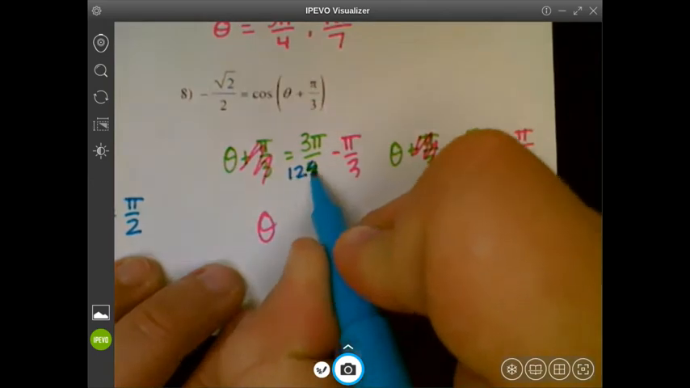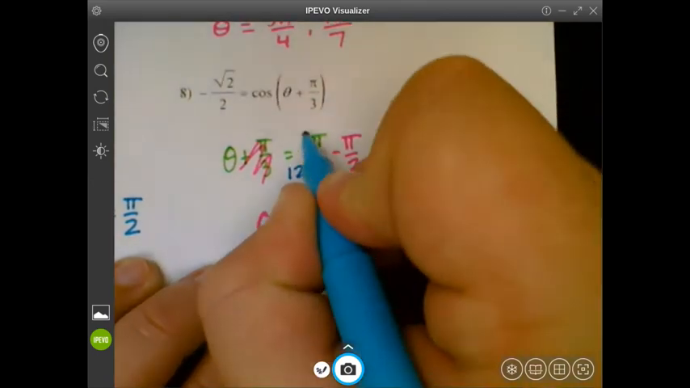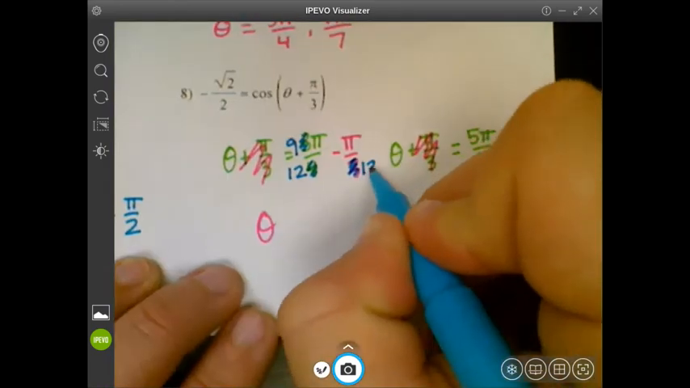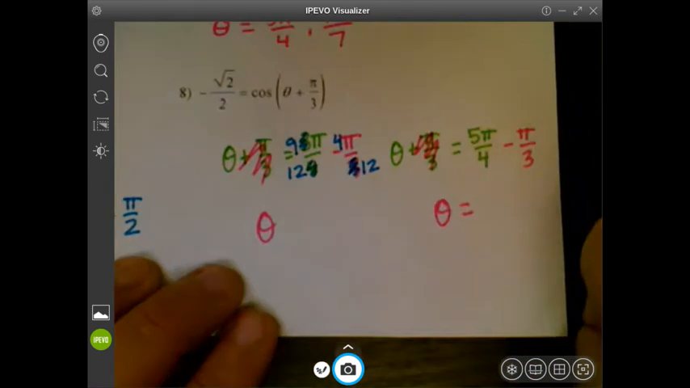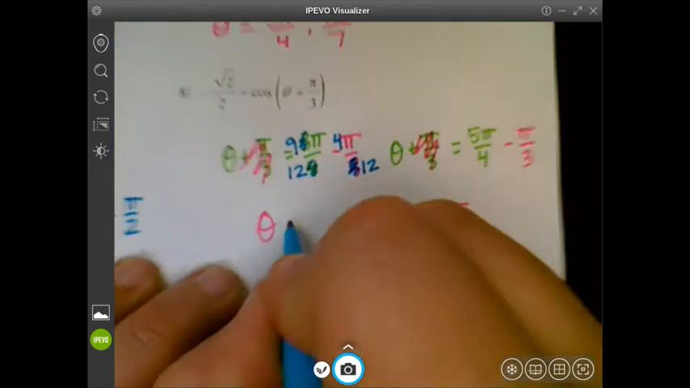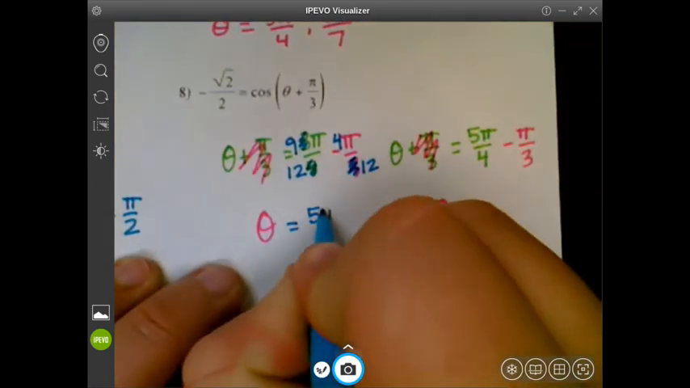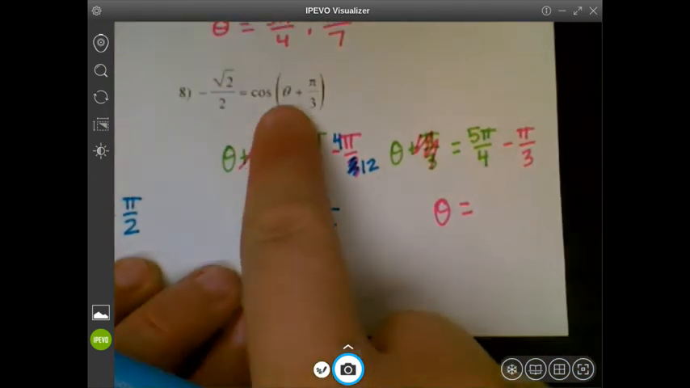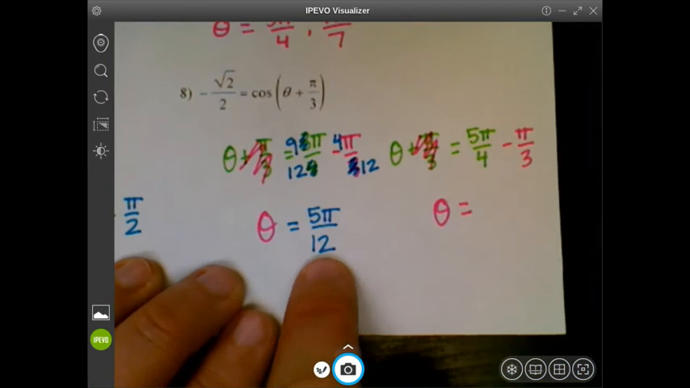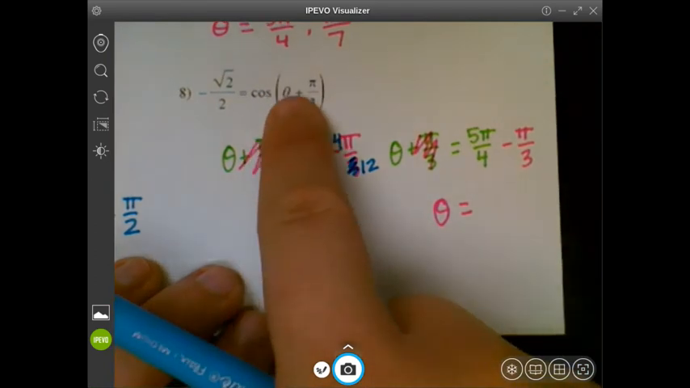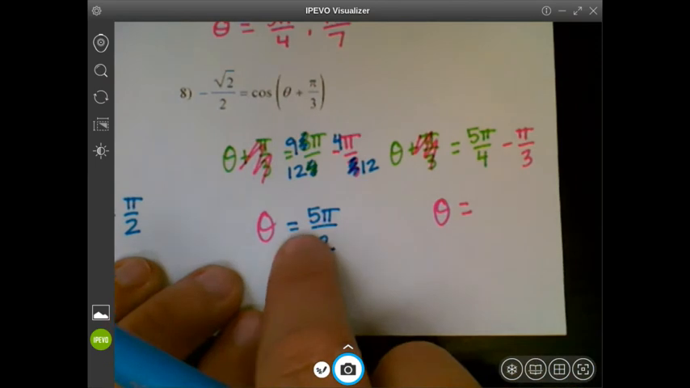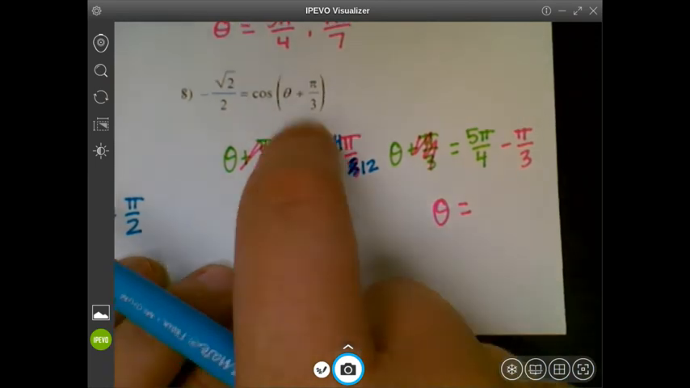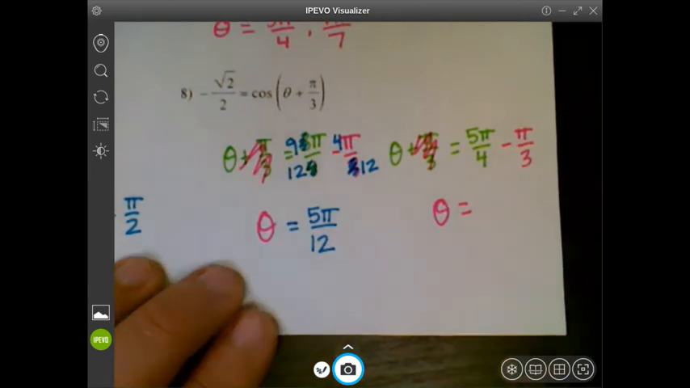So for this first one to turn into a 12, you have to times by 3. So times the top by 3, so it's 9 pi over 12. For this one to become a 12, you times by 4, so that's 4 pi over 12. And 9 minus 4 is 5 pi over 12. So your first angle, if you were to plug it back in, is 5 pi over 12. So if you take 5 pi over 12 and add it to pi over 3, you're going to get 3 pi over 4. And then when you take the cosine of that, you'll have negative square root of 2 over 2.